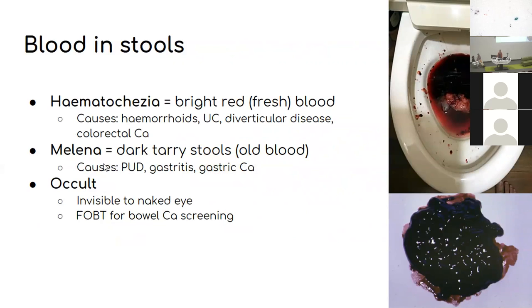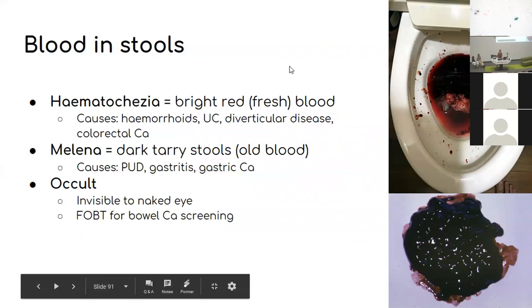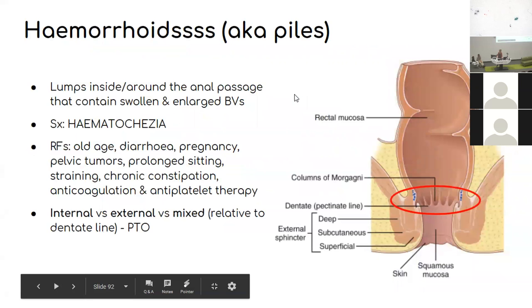Causes of the fresh blood, just think hemorrhoids, because that's really low down, ulcerative colitis, diverticular disease, actually not diverticulitis, and colorectal cancer. Then your gastric pathologies result in melena. And then occult blood is blood that we can't actually see. So with our bowel screening program, we're going to look for occult blood. It's not visible to the naked eye, but you can detect it with the screening programs.